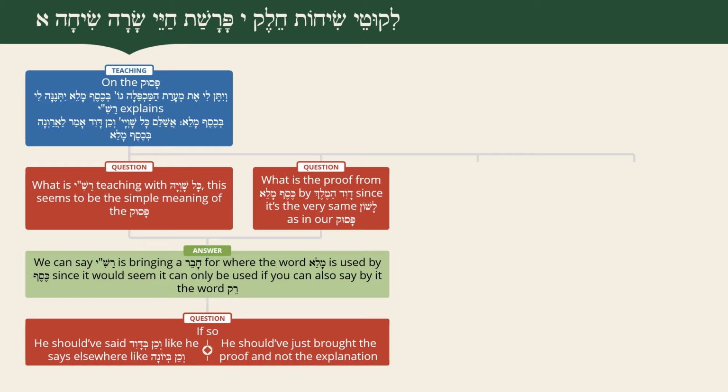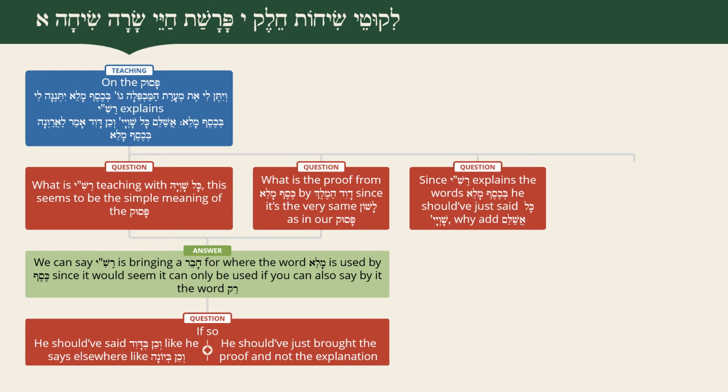If so, number 1, then Rashi should have said "v'chein bid David," like he says elsewhere, actually in last week's parsha, "v'chein b'yoina." It shouldn't say "v'chein David Amar la'aravna," but "v'chein bid David," also by David it says bekesef molei. And the second difficulty is, then he should have just brought the proof and not the explanation. Rashi should have quoted the words bekesef molei and then said "v'chein bid David," and also by David it says bekesef molei. Why does Rashi tell us the meaning of the words, that "ashalim kol shavya"? That part is obvious to us.